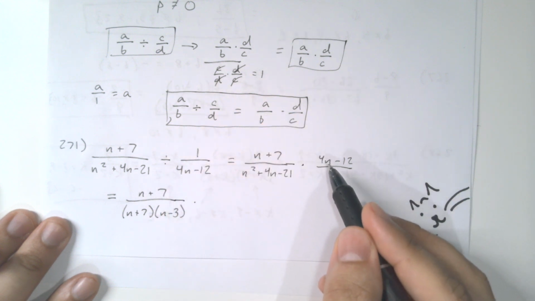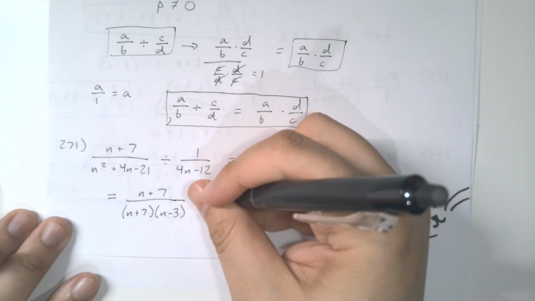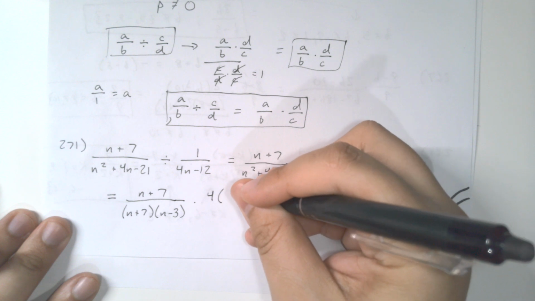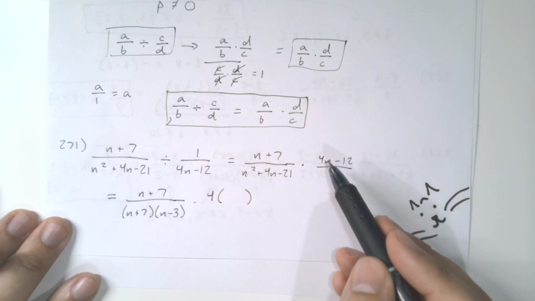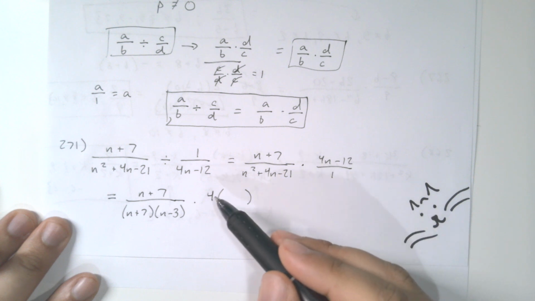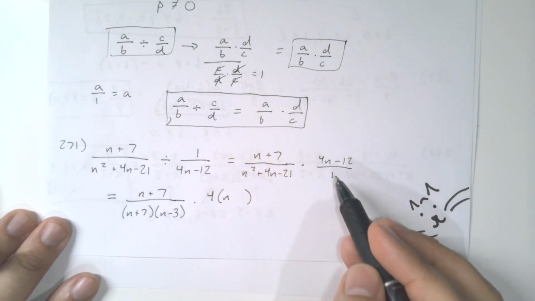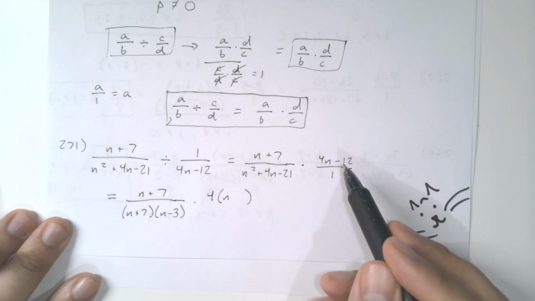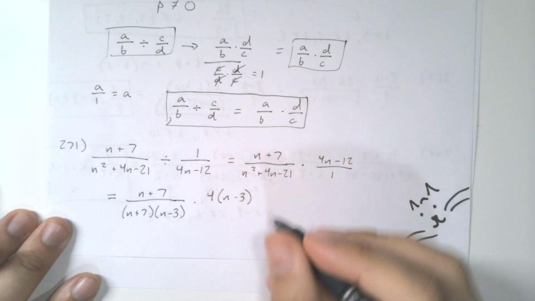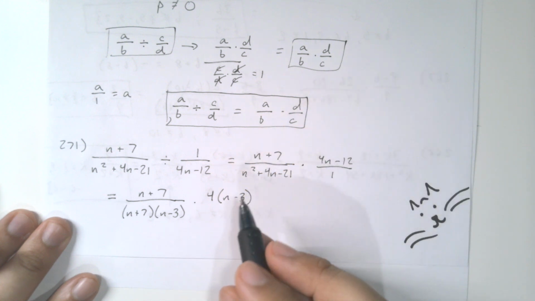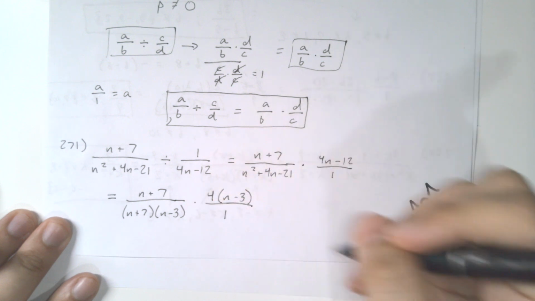Well, the greatest common factor between 4 and 12 is 4. And we can't factor out a variable because this doesn't have a variable over here. So 4 times what gives us 4n? Well, 4 times n gives us 4n. And 4 times what gives us negative 12? 4 times negative 3 gives us negative 12. So now we have 4 times n minus 3 divided by 1.